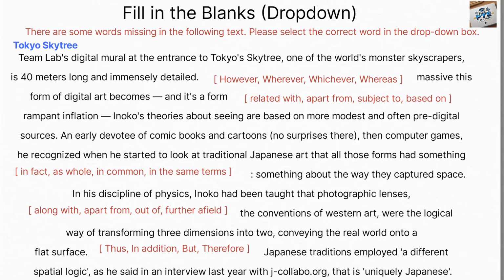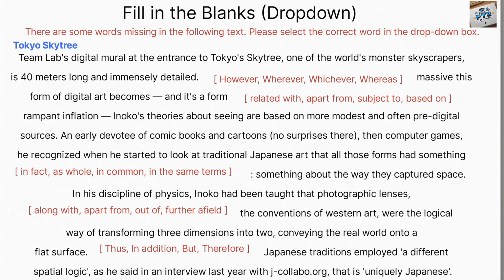So here the answer should be however. However here means no matter how or even though. If however comes at the beginning of the sentence, it means but. If however is used with an adjective or adverb like however big, however hard, however massive, it means no matter how. So the sentence is dash massive this form of digital art becomes, and at the end of the sentence there is often pre-digital sources.